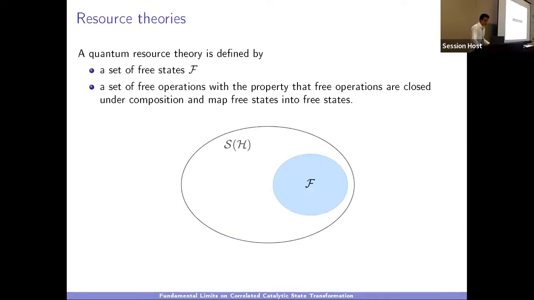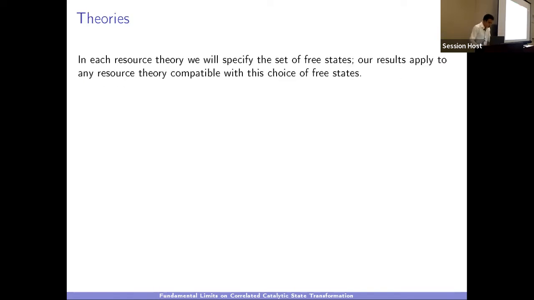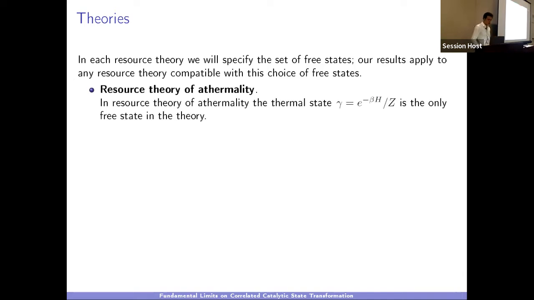So the introduction: a quantum resource theory is defined by a set of free states, which is a subset of all quantum states, and a set of free operations, and free operations map free states into free states. I introduced this general framework to state our results in the most general way. So in this resource theory, I will specify, for our work, the set of free states, and our results apply to any resource theory that is compatible with the set of free states.